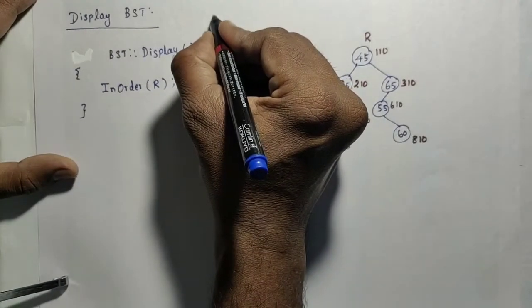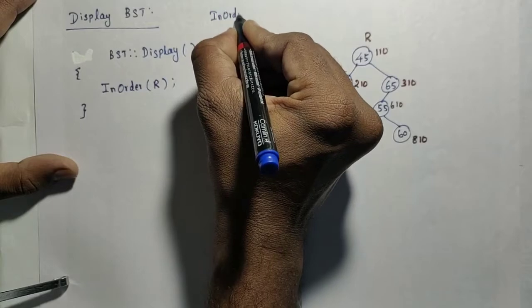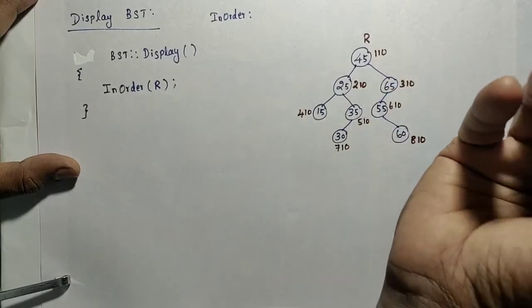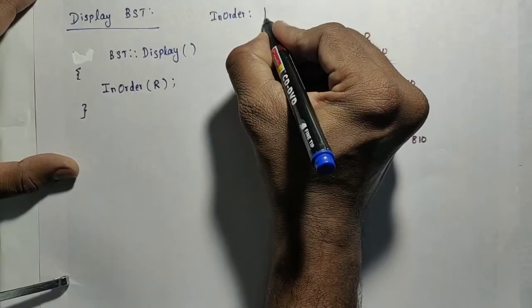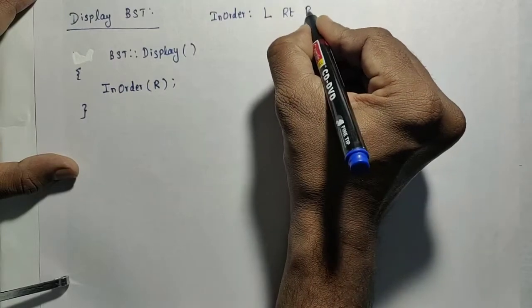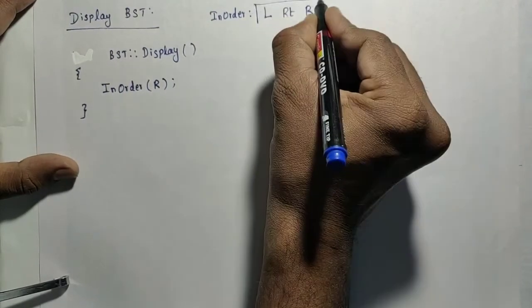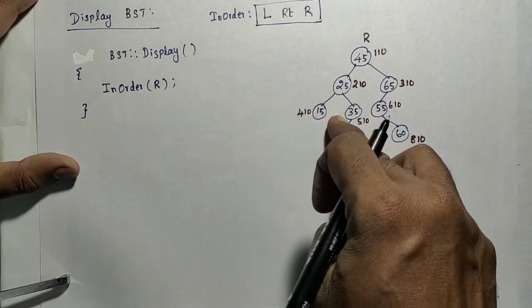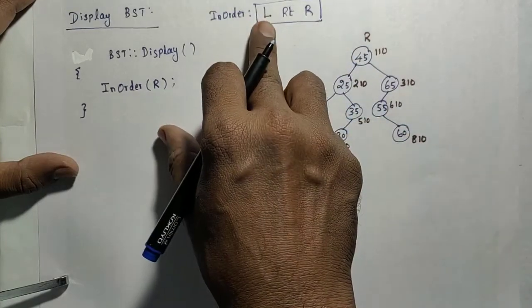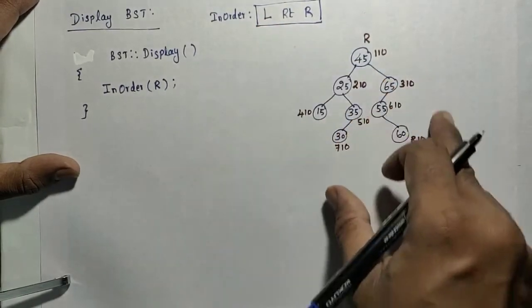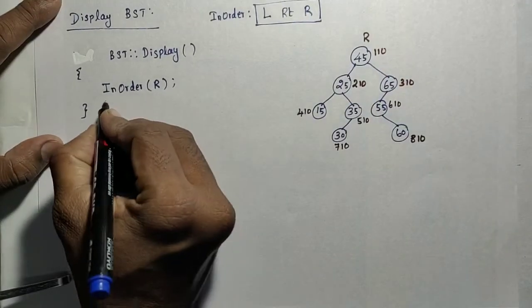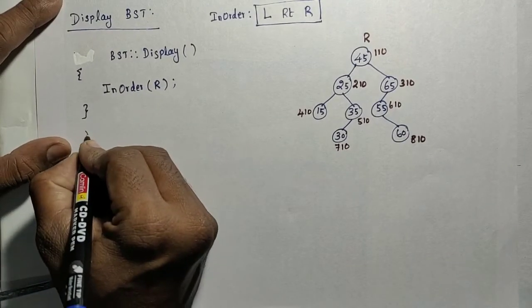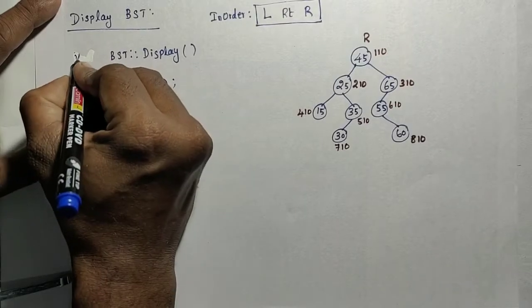So the in-order means what is the order here? Left, root and then the right. Left, root and right has to be followed. It means the left subtree has to be visited in order, then we have to visit the root, then the right subtree has to be visited in order. Like that we are going to design that function. This function is again void. Here also void.